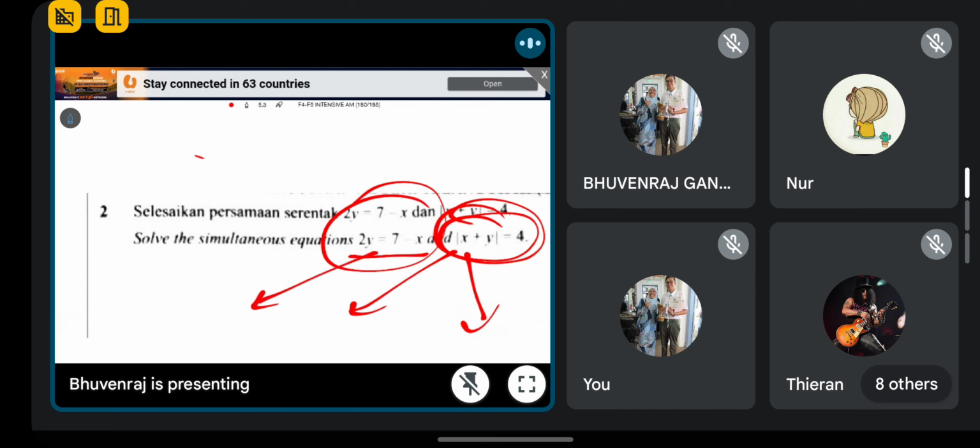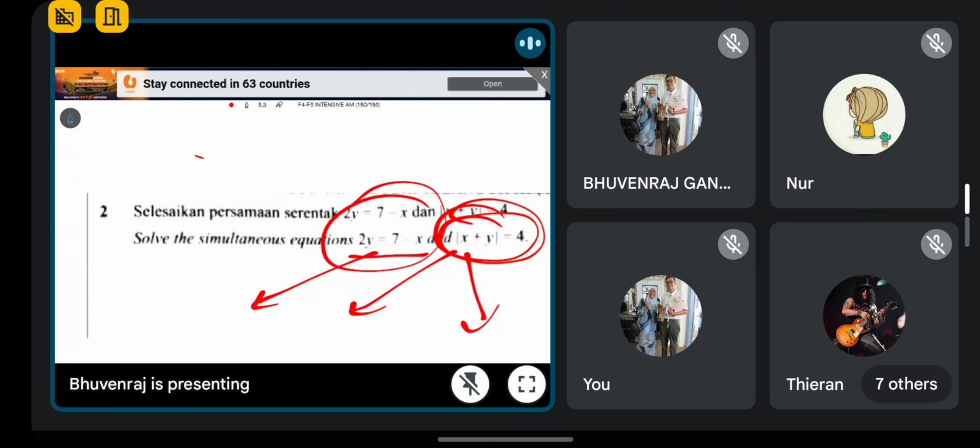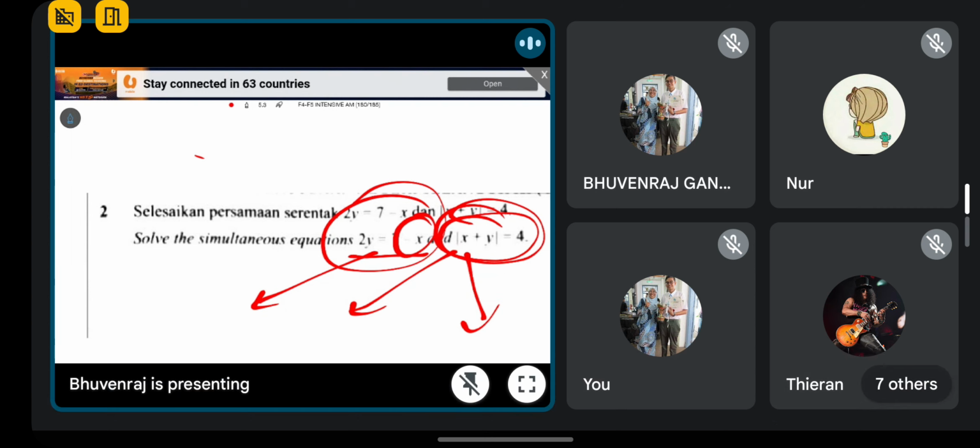Which one is easier here, guys? X in terms of Y or Y in terms of X? Yang mana lebih senang untuk yang pertama tu? Yeah, Y in terms of X. X in terms of Y. Ashwina, I think it should be X in terms of Y because you see the X coefficient is 1 only here. So it's better if you do X in terms of Y. If Y in terms of X, you will get fraction actually. So better lah you do X in terms of Y.